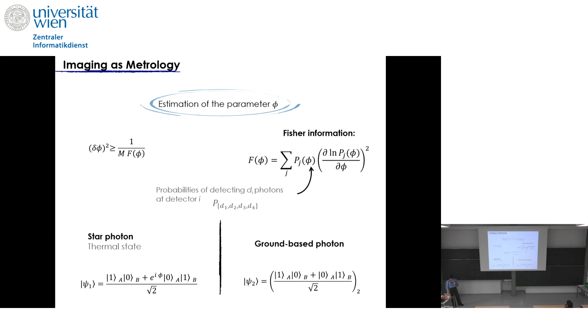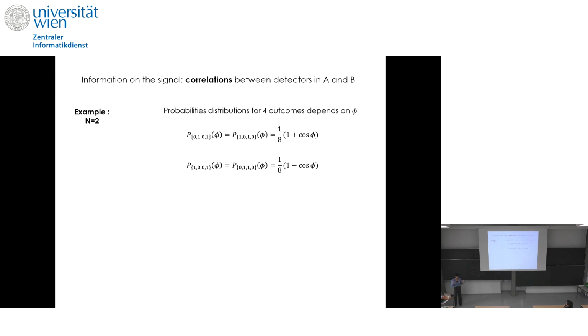So let's give this simple example. We have one photon coming from the star, one photon that is the ground-based one. The star photon is assumed to be in a thermal state, and we see that the phase shift enters this state here. The ground-based photon can simply be a number entangled state. So now the information is encoded in the correlation between the two receivers, A and B.